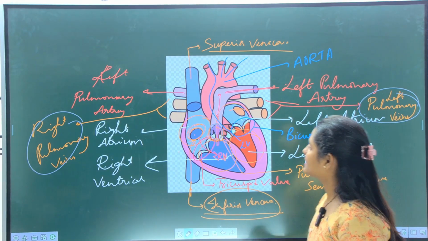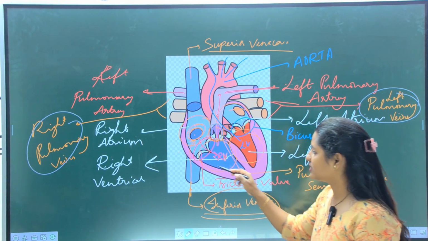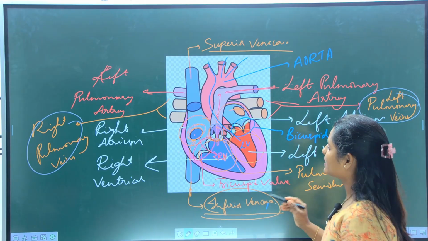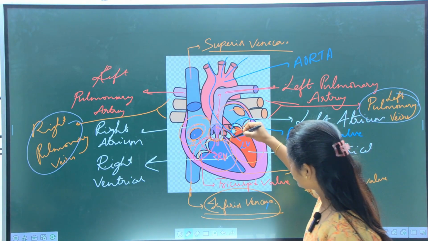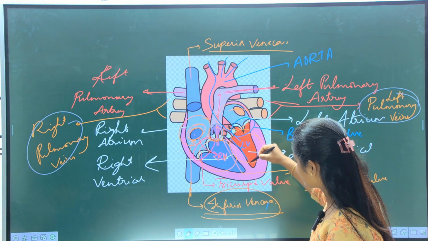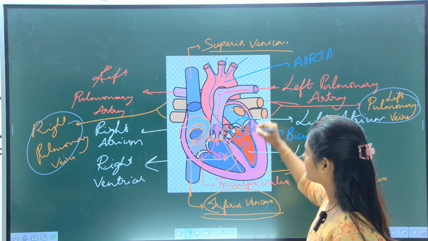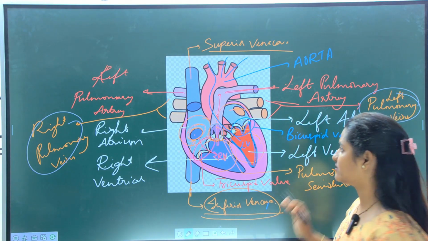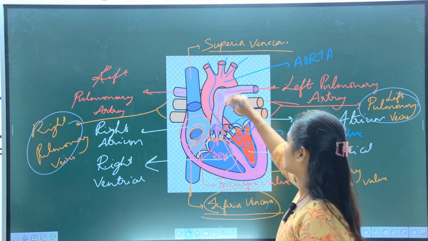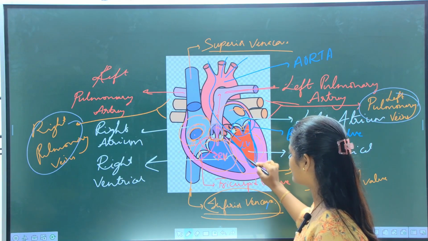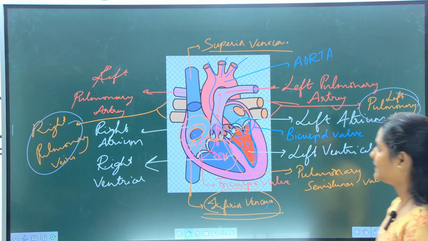And remember one thing here: this wall is too thin in the right atrium and right ventricle. When it comes to the left ventricle, it has a thick wall, because from here the oxygenated blood is transferred quickly through the aorta to different parts of the body. So it has a thicker wall. Okay.